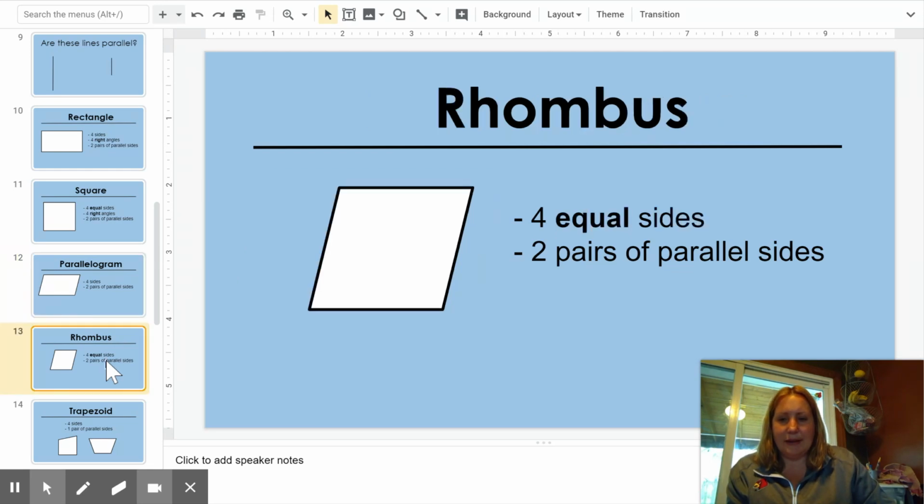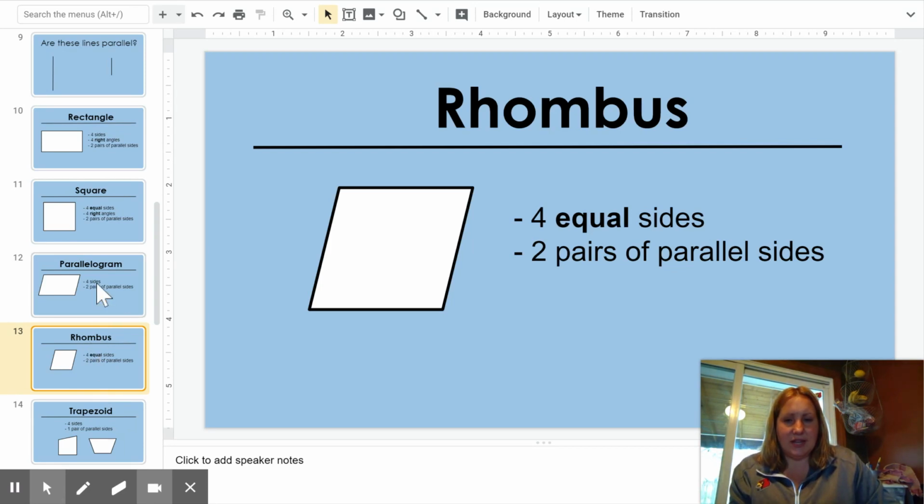The next one we're going to talk about today is a rhombus. A rhombus also has four sides, and just like a square, it has that real important word there again. Not just four sides, but four equal sides. And a rhombus also has two pairs of parallel sides, just like the rectangle, just like the square, just like the parallelogram. So maybe you notice some connections here again.